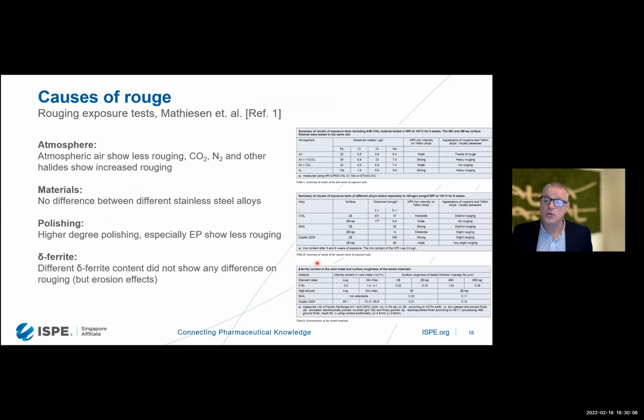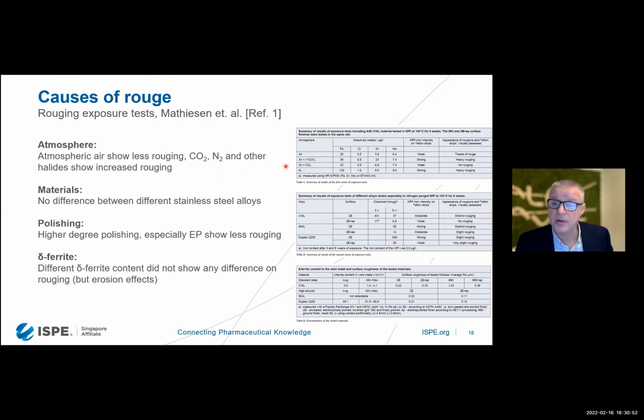And then if we look at the causes of rouge, we can see here an exposure test that was made quite some years ago, in the beginning of the 2000s, but it was quite interesting. It was done by Mathisen, and you can find this article in Pharmaceutical Engineering, the ISPE magazine. They found out that where you have halides or nitrogen or carbon dioxide, you will have an increase in rouging.